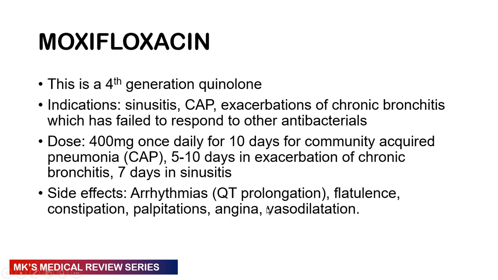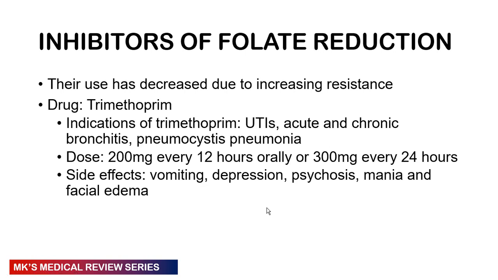Then we'll move on to the next group of drugs, which are the antimetabolites and drugs that are going to be inhibiting DNA synthesis. So we have inhibitors of folate reduction. Their use has decreased due to increasing resistance. We have a drug known as trimethoprim, which can be used in UTIs, acute and chronic bronchitis, and pneumocystis pneumonia. The dose is 200 milligrams every 12 hours orally, or 300 milligrams every 24 hours. Side effects include vomiting, depression, psychosis, mania, and facial edema.